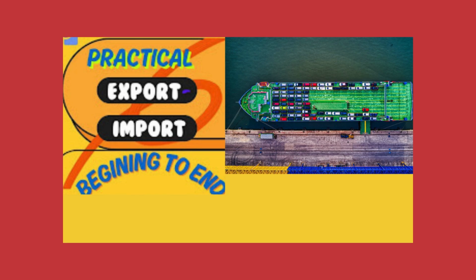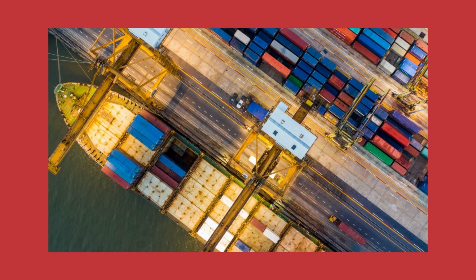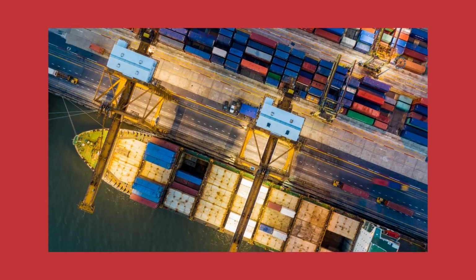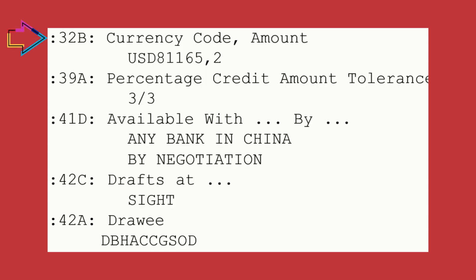Today we're diving into the most important SWIFT fields in a letter of credit. Fast, clear and practical. Let's start with field 32B. This is a mandatory field that shows the currency and total amount of the letter of credit.